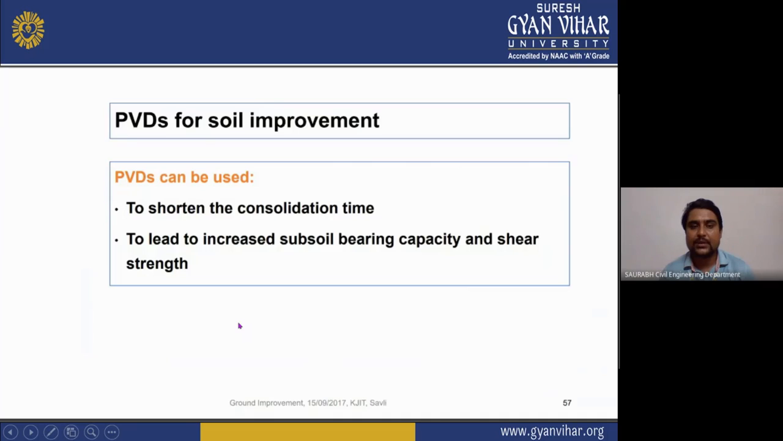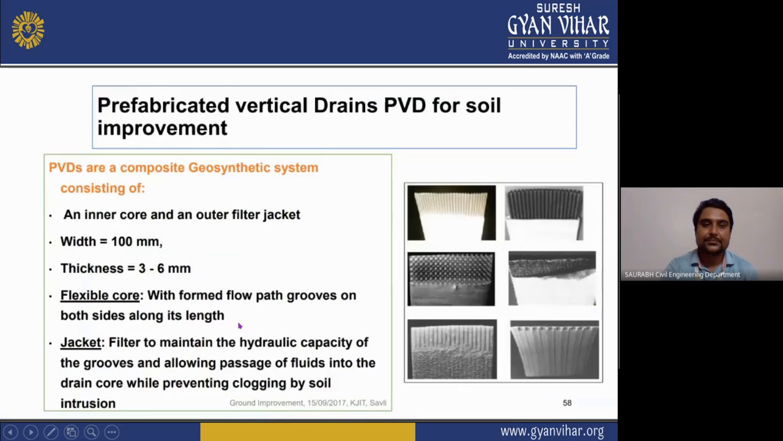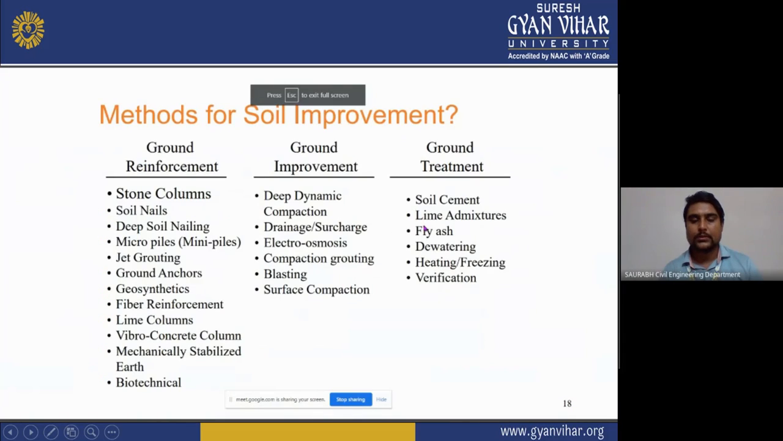PVDs are artificially created drainage paths inserted into soft clay subsoil to accelerate consolidation of fine-grained soil by promoting radial flow drainage. PVD can be used to shorten the consolidation time, leading to an increase in soil bearing capacity and shear strength. So these methods are involved in soil improvement. And now let us come to the next point.